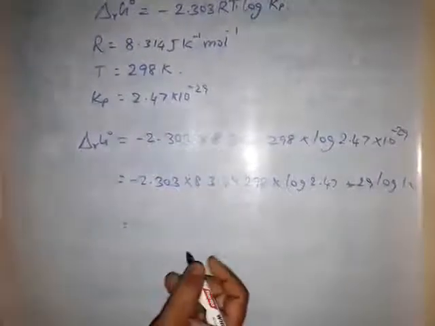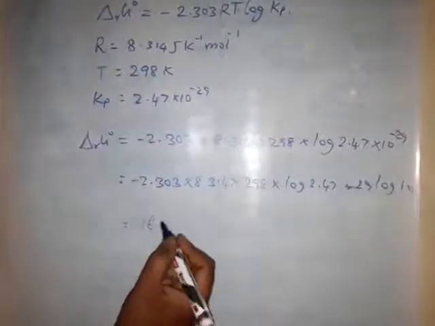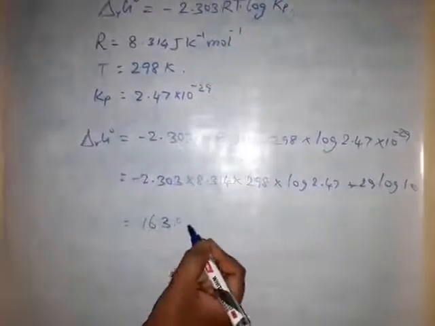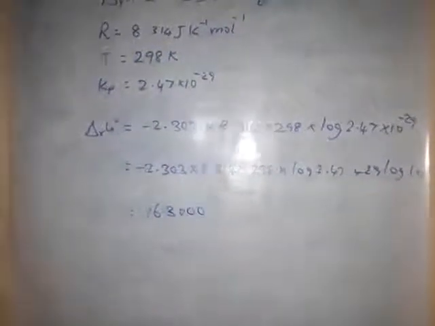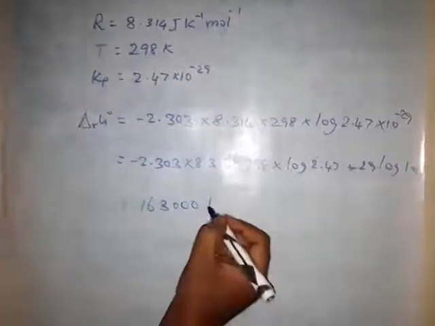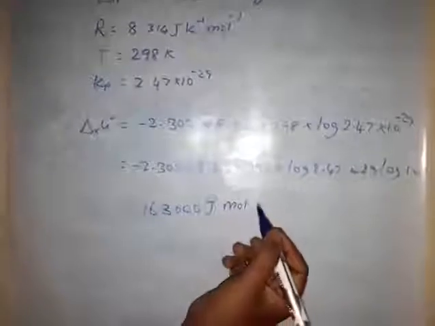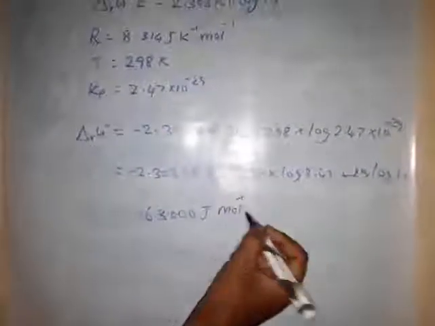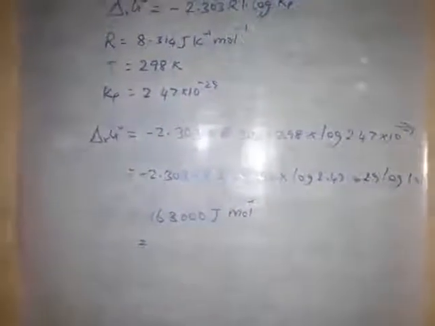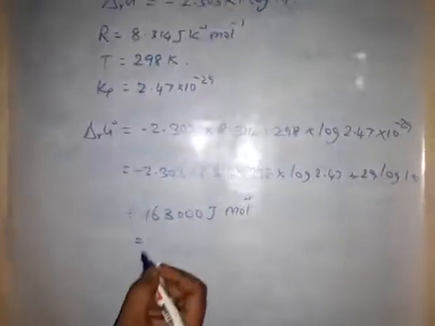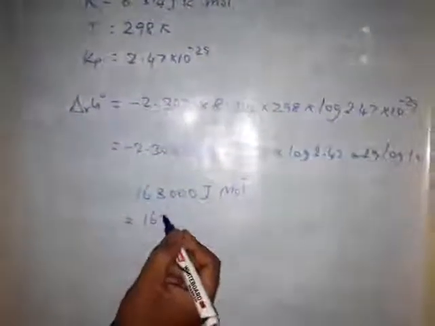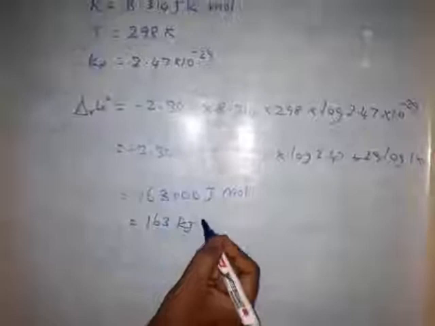So we will get 163,000 joule per mole. The unit is joule per mole. Or you can convert it into kilojoule: 163 kilojoule per mole.